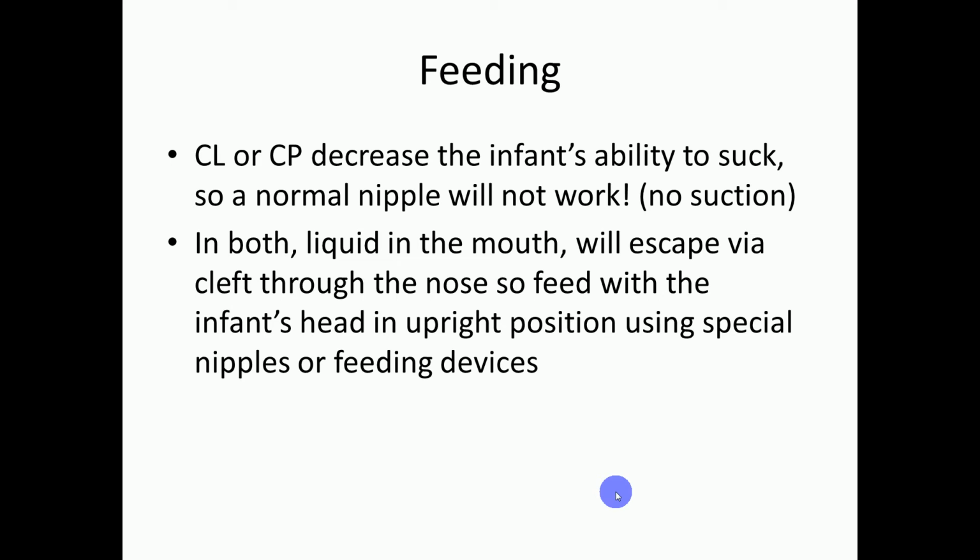For the most part, we use the ESSR method. E stands for enlarge the nipple. S stands for stimulate the suck reflex. If you try to get that stimulated before you put it in there, sometimes that will help and decrease the effort of sucking.